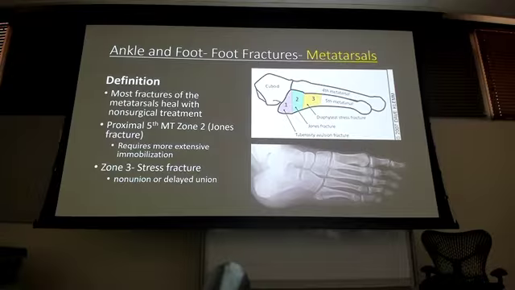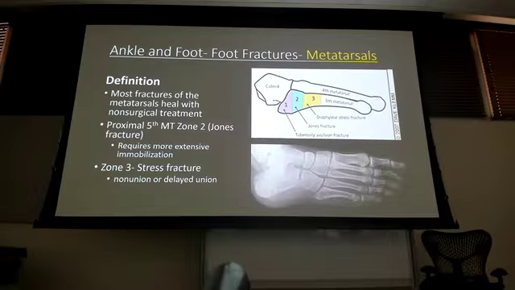A zone 1 fracture, we call a pseudo-Jones fracture. That one you can see is really not involving the metaphysis or diaphysis. So you can get something subtle like an avulsion where just a small piece pulls off there, versus anything lower or more distal, where we worry about that Jones fracture, so they require different management.